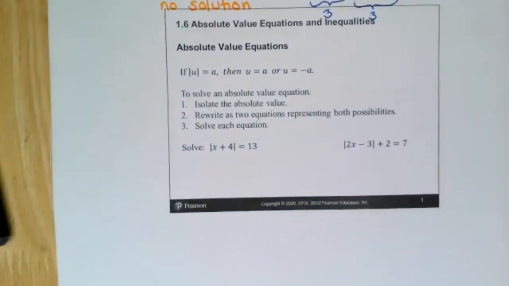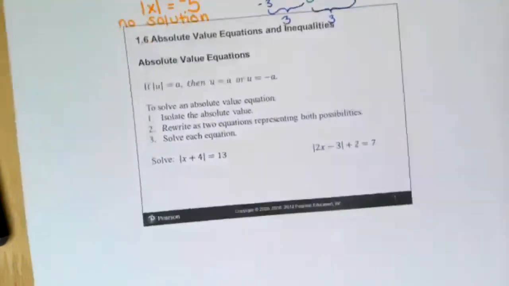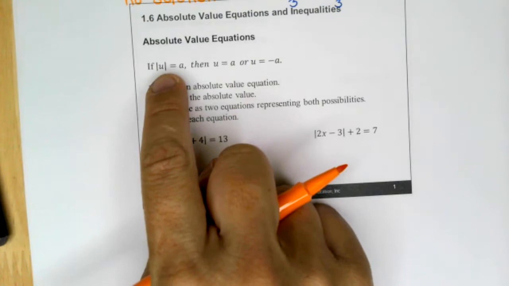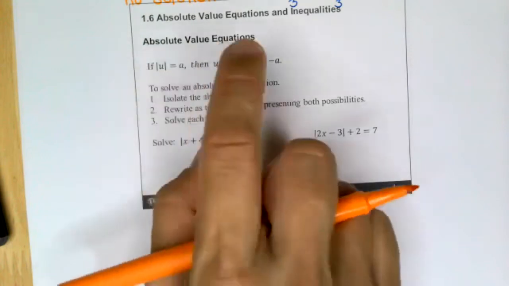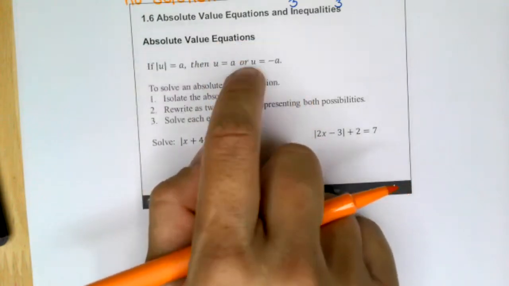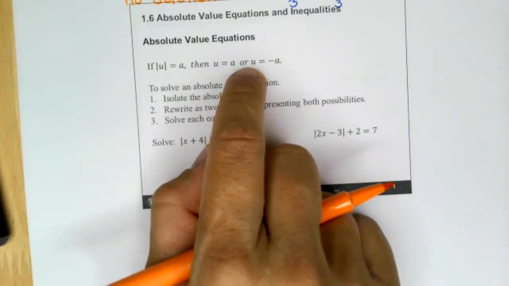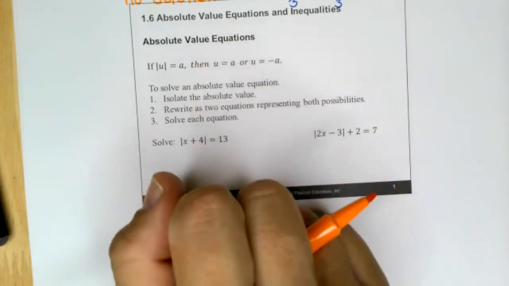So we're finding the value within the absolute value bar. There are 2 possible answers. The absolute value of a is u, and the absolute value of negative a is u. So we work backwards to solve for u, right? And the absolute value will either be positive or negative of the u.